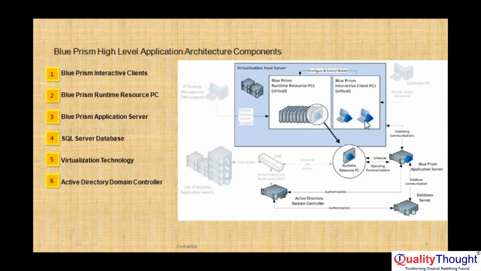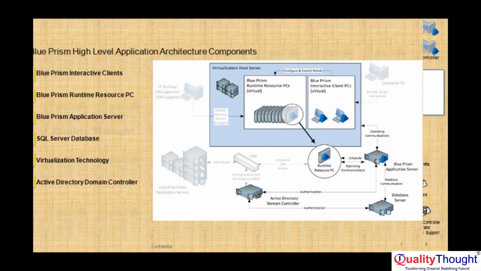This is the interactive client. This is the runtime resource. The interactive client is for developing the script. The runtime resource is to run the script. So you draw this diagram. If you want, you can even get this PPT from Google also. It's a typical Blue Prism architecture diagram.